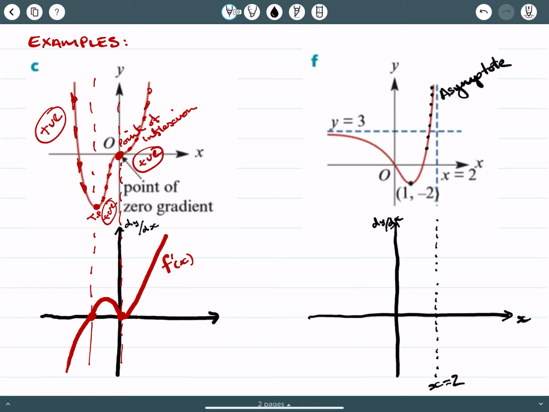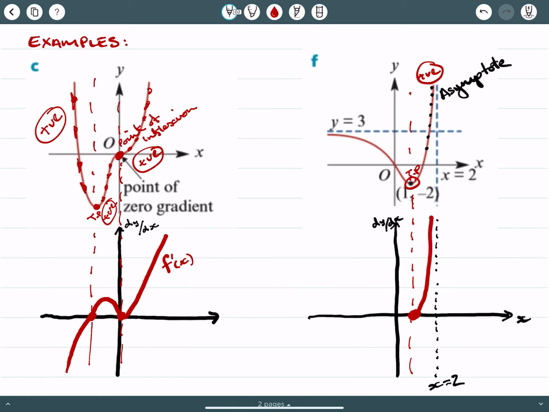Okay? And then we're going to have a look at all other components from here. Well, we've got a turning point here. Okay, that means 0 point. Either side we have positive gradient increasing. So we can draw that section of the graph quite easily.